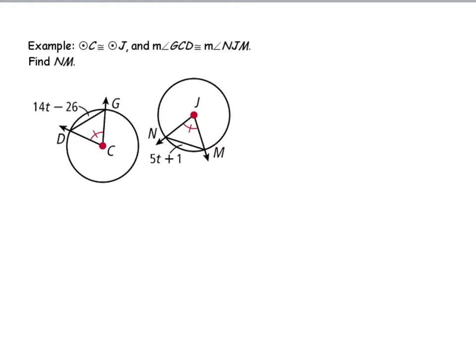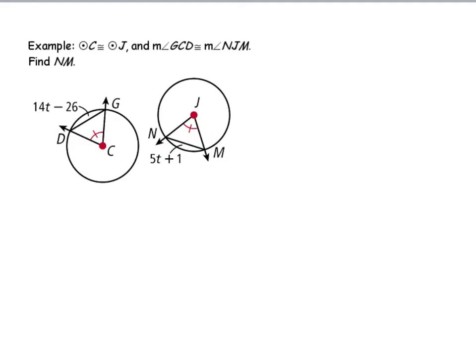Now in this example, they're telling me that the two circles, circle C and circle J, are congruent, so they have congruent radii also. They're also telling me that angle GCD and angle NJM are congruent, so we have congruent central angles. We said in one of the previous theorems that if the central angles are congruent, then their chords are also congruent. That means that segment DG and segment NM are congruent.